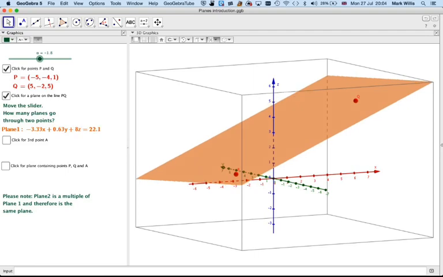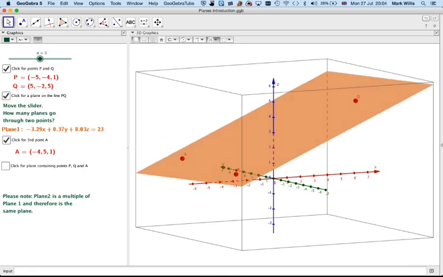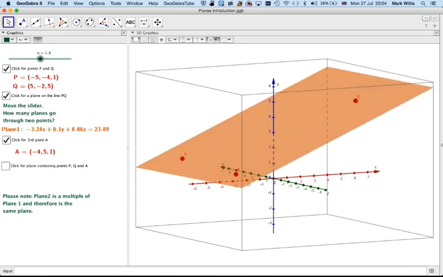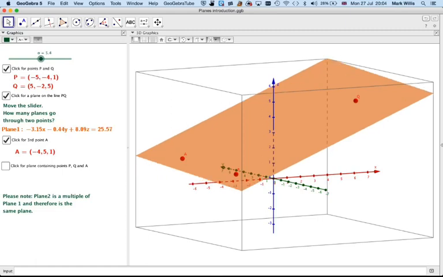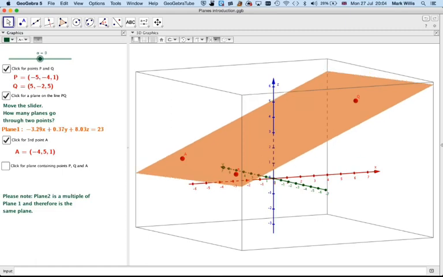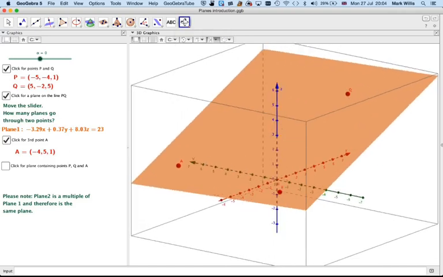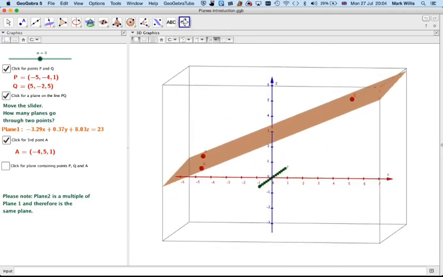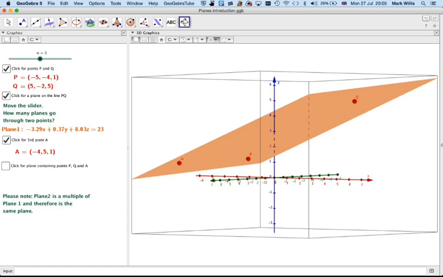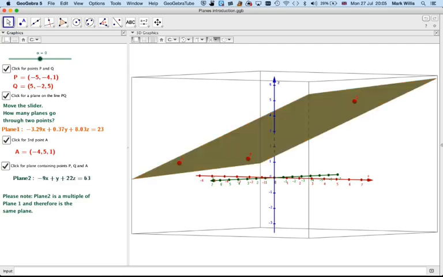However, if I now add a third point, there's only one plane that can go through that point, which I think is there. Let's just have a look at that. You can see there's just one plane that can go through the 3 points. And if I click that, I get the actual plane. So there is only one plane.